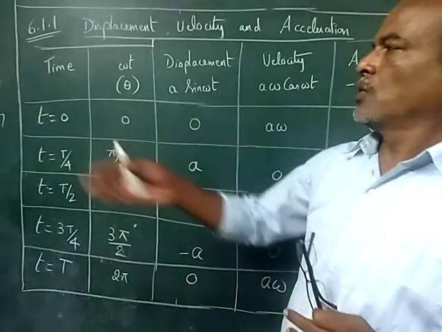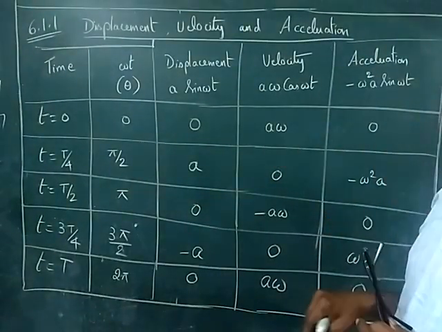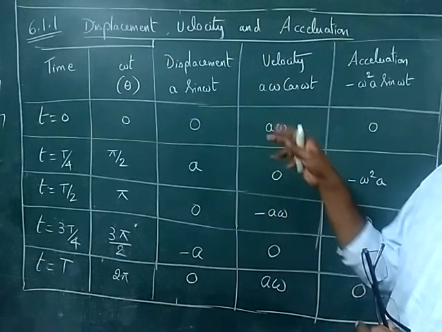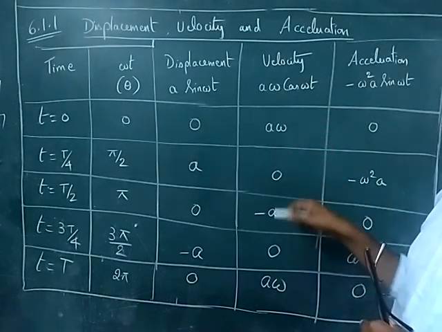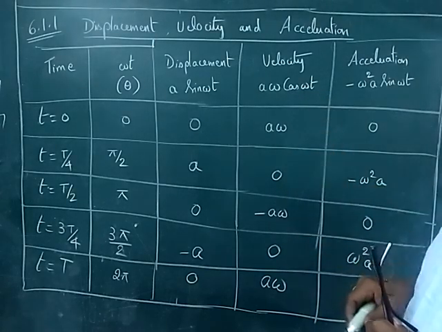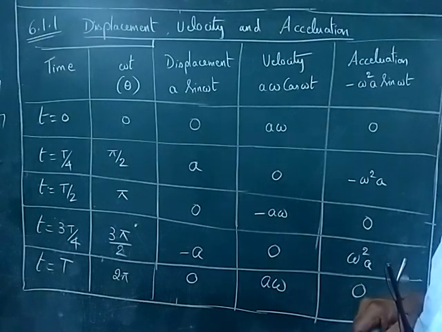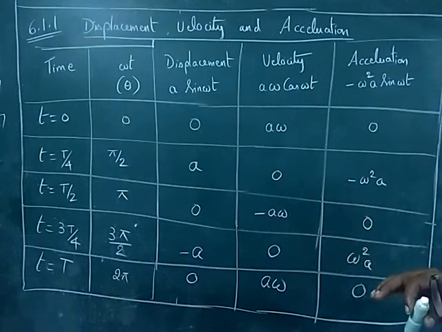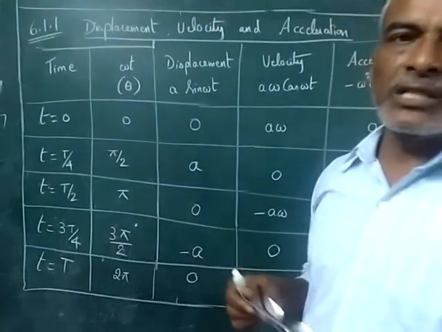Especially at t equal to 0, you see the velocity as a omega, whereas acceleration is 0. When t equal to 90, velocity is 0. That is the circle when it moves on the top, 90 degree, velocity is 0, whereas acceleration is minus omega square a. So this gives an overall view of displacement, velocity and acceleration that's happening in a simple harmonic motion. Hope you have understood this tabulation.